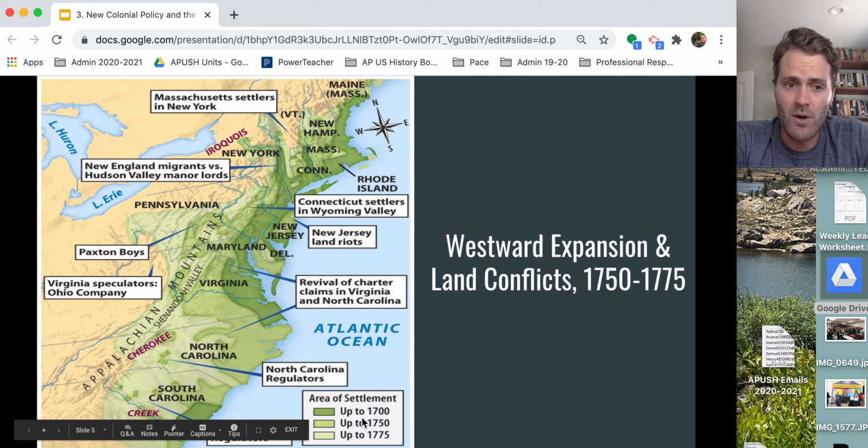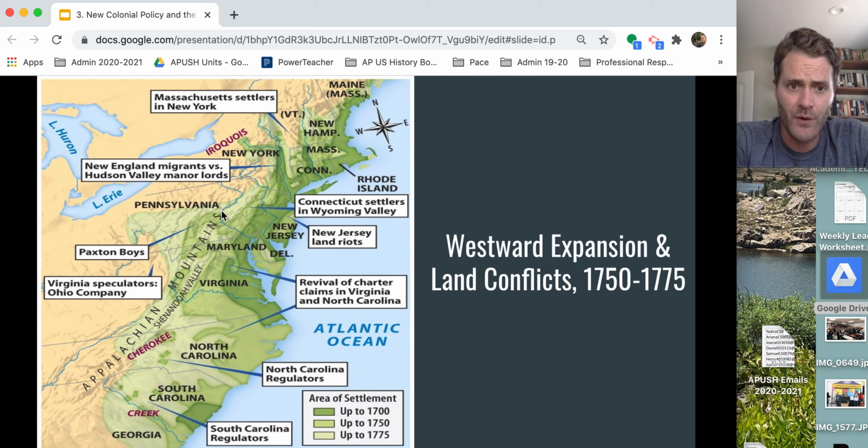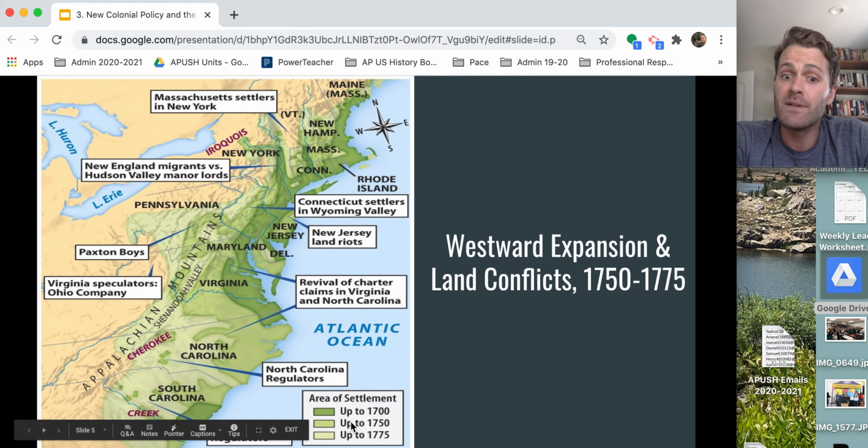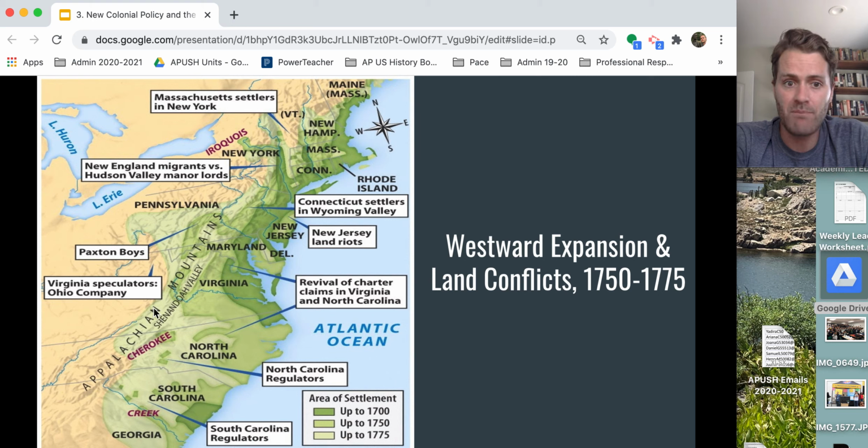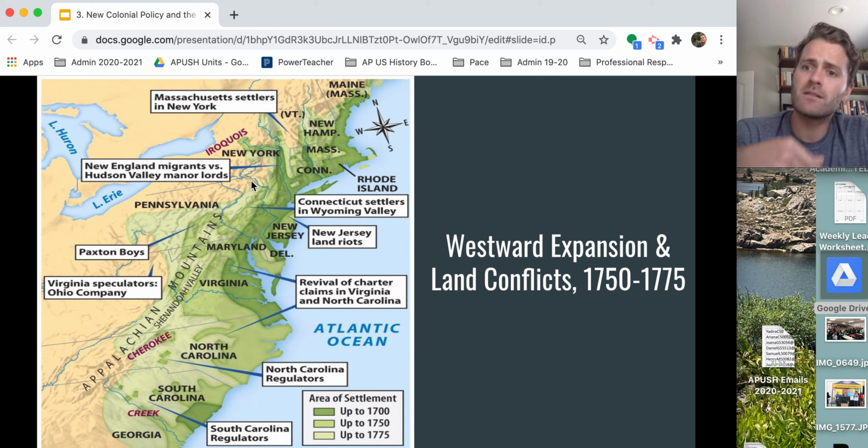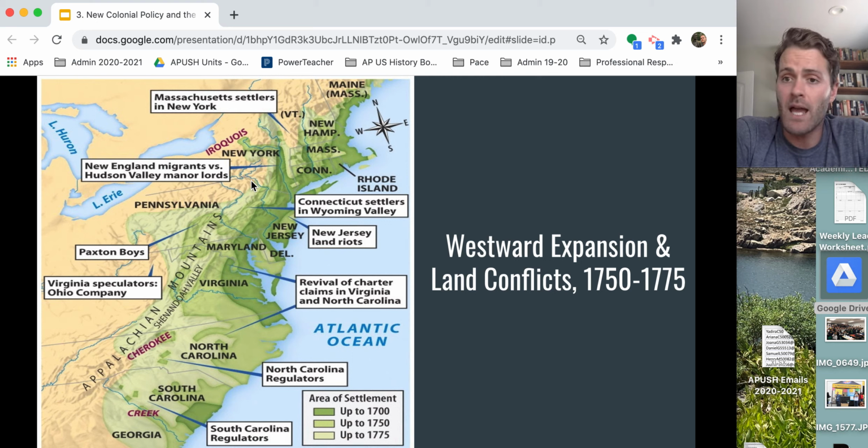Because of the population growth that we've talked about at length, by 1750, this slightly lighter color has been settled, right, which is a little further in. And by 1775, it's even further, right? We've settled all the way up against, and even sometimes past, these Appalachian Mountains, like in Pennsylvania, which will play a role here in a minute. And what we see is as these colonists expand, there's a series of conflicts over access to land.